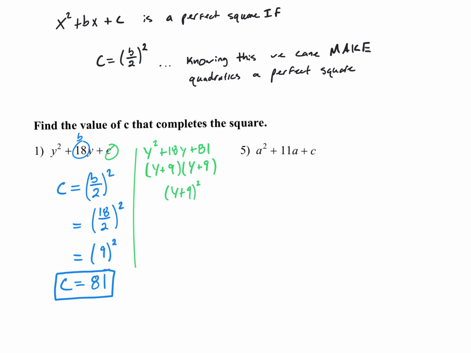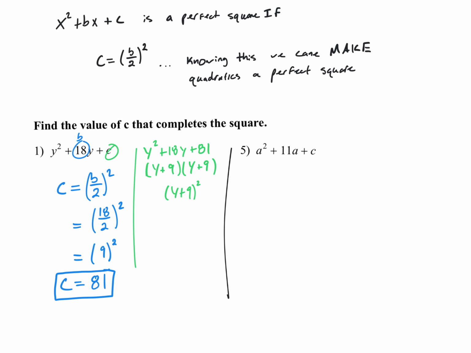Now this one worked out nicely because my b was an even number. See how it's 18? We can still do the same thing if that b is an odd number. It just doesn't work out quite as nice as we normally like. So I'm going to go ahead and do one. I think number 5 and number 6 are going to be like this with a fraction. But I'm going to do one of them for you, so you should be okay.